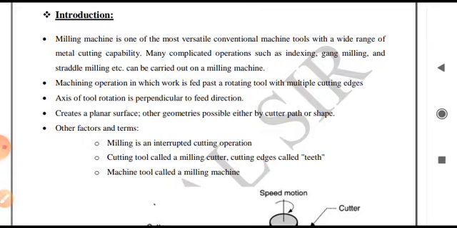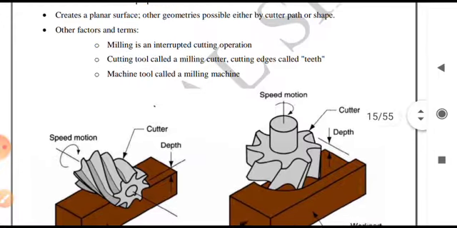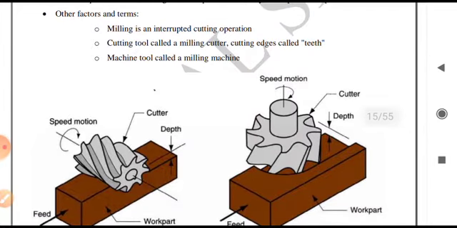Milling is a machining operation in which work is fed past a rotating tool with multiple cutting edges. The axis of tool rotation is perpendicular to the feed direction. It creates a planar surface, with other geometric possibilities either by cutter path or shape. Milling is an interrupted cutting operation. The cutting tool is called a milling cutter, its cutting edges are called teeth, and the machine tool is called a milling machine.